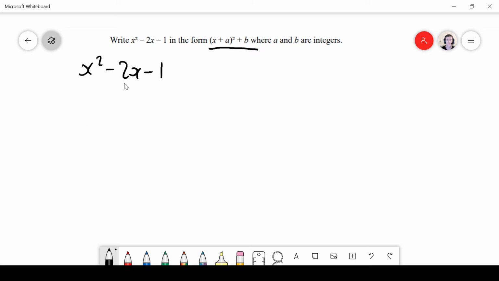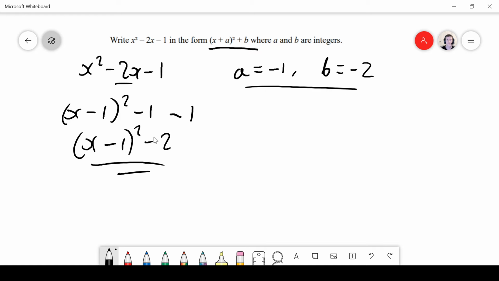So what I'm going to do here is, again, half this number, the coefficient of the x term, and place that inside a bracket with an x, and we're going to square it all. What we're then going to do is take away 1, because that is the square of minus 1. Think about it: minus 1 squared is 1, so we need to take away 1 from this bracket, and then also take away 1 from the outside. So we get left with (x minus 1) squared minus 2. And so in this question, a is going to be minus 1 and b is going to be minus 2.